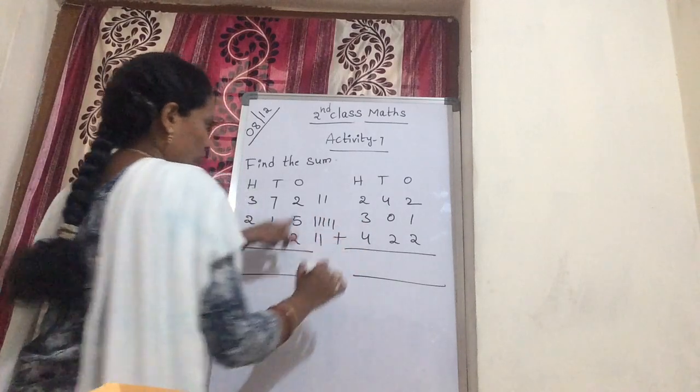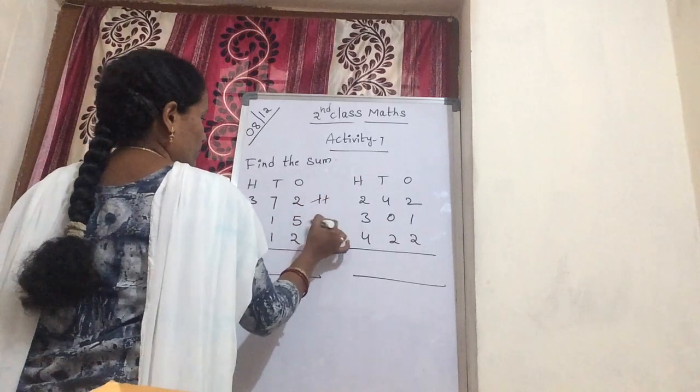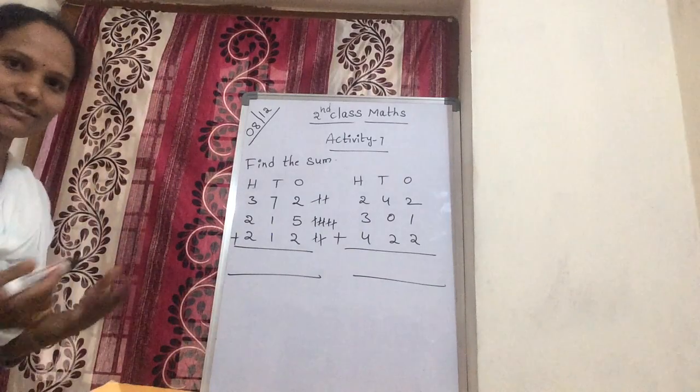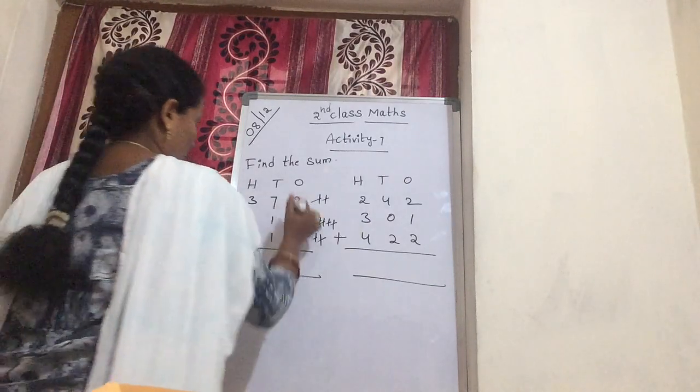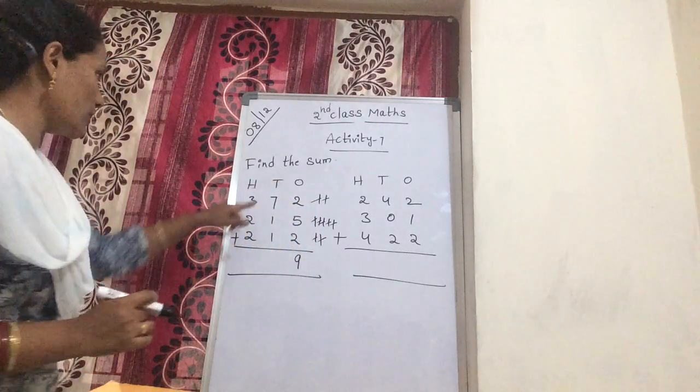Next 2. Total count it. How many lines are there? 1, 2, 3, 4, 5, 6, 7, 8, 9. Total 9. This method also you will do. This 9 is kept in our ones. Okay. Now coming to tens.